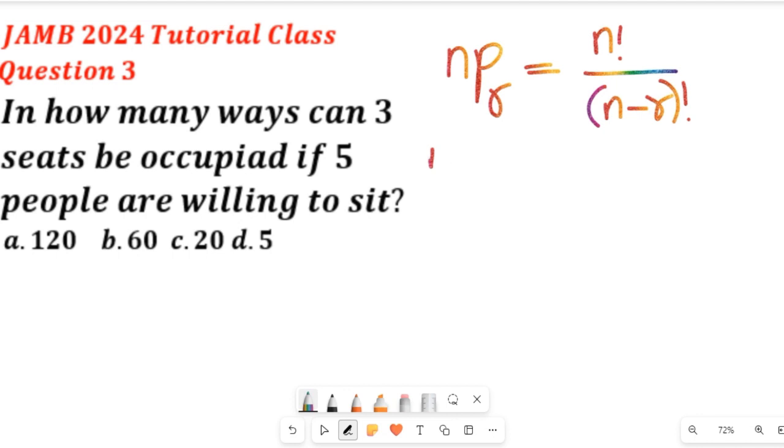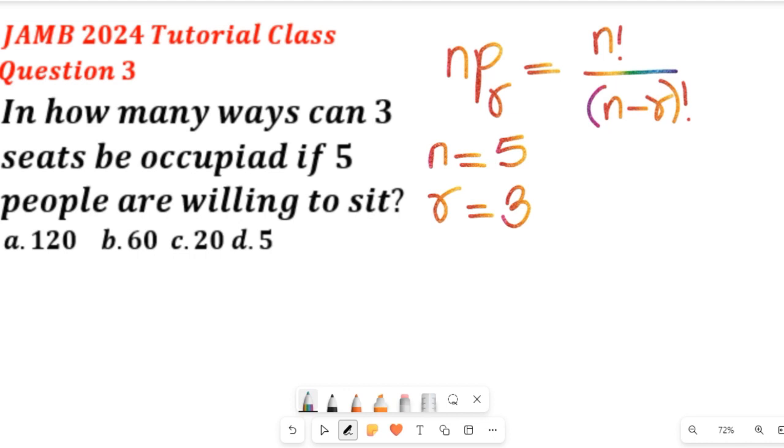Now, what is the total number of people that are given to us? We are given that the total number of people that are willing to sit on those chairs is what? Is 5. And we are asked to find the number of ways 3 seats can be occupied by these 5 people. So this is the what? The number of objects that should be selected. 3 what? 3 seats. We don't have 5 seats. We only have 3 seats to be occupied by 5 people who are willing to sit. So how do we arrange them? Now let's look at that.